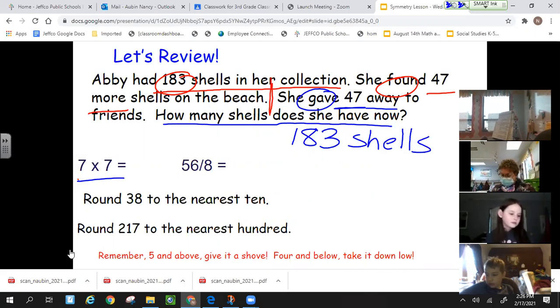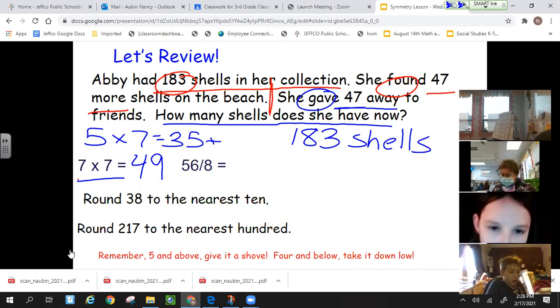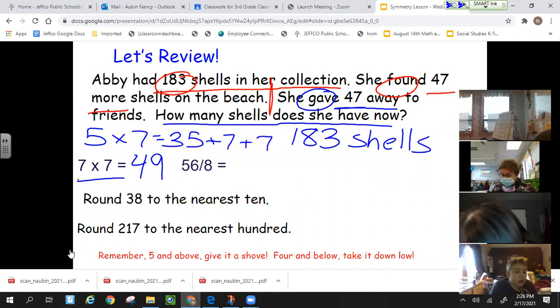All right, 7 times 7, Miss Haley Booker. 7 times 7, that's one of our square numbers. 7 times 7 is 49. How do you know, Haley? Because I did 5 times 7 equals 35. And then I added 2 more 7s and I got 49.